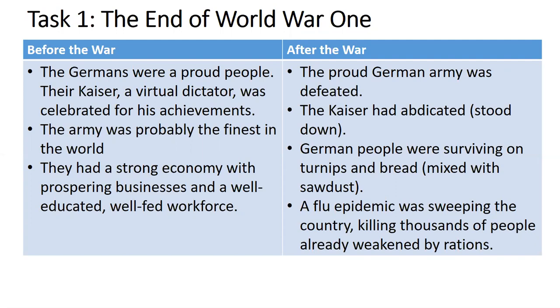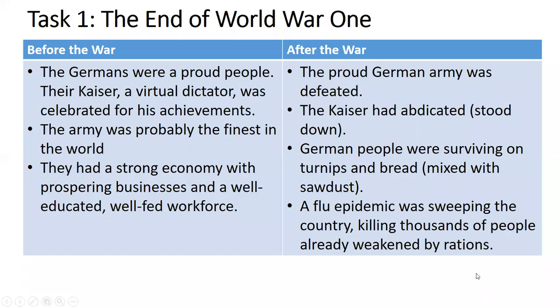So the people of Germany went through a horrendous time where their economy had basically collapsed. On top of the impact of the war, Germany also faced a flu epidemic, which killed thousands of people. Now, these people were already weakened by the rations of food, so their health, their immune system, was very weak. Germany were at rock bottom after the First World War.